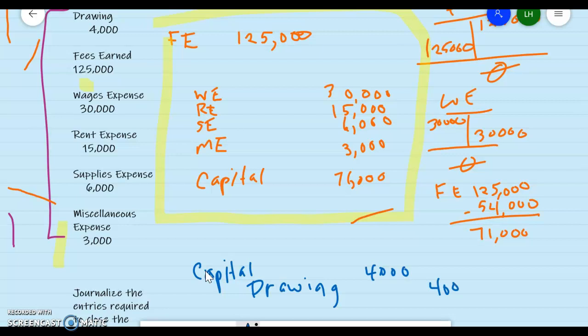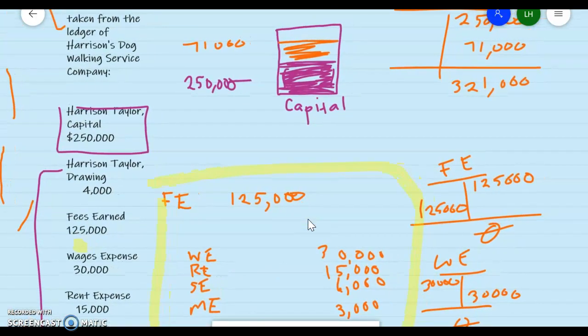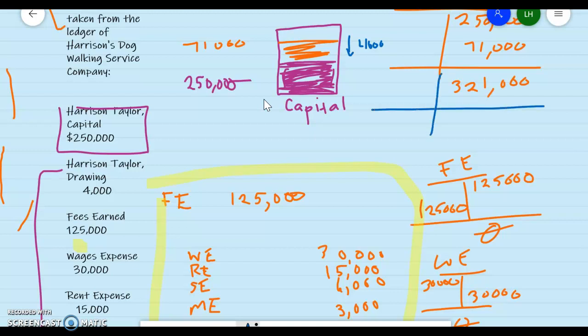So what happens when you close drawing to capital? Let me just show you. I'm going to take a little bit of my capital away. So capital is going to go down. This bucket is going to go down 4,000. So now the bucket only has 317,000 in it.